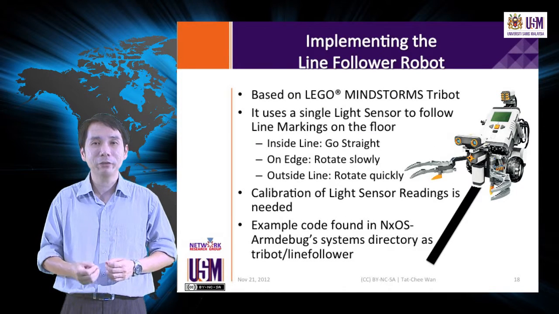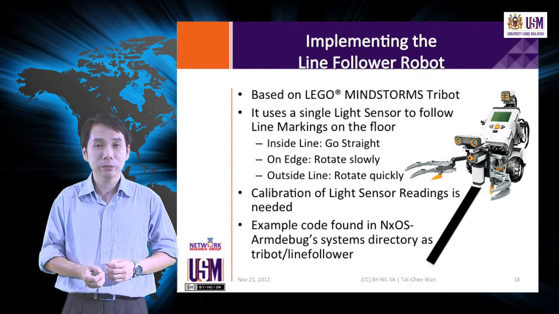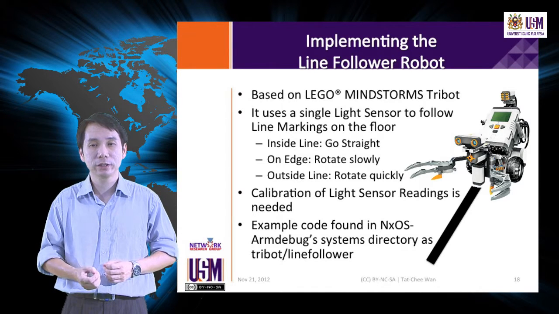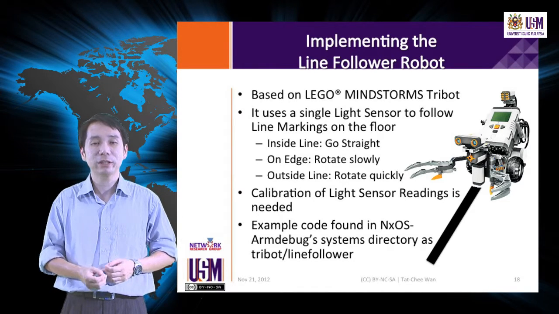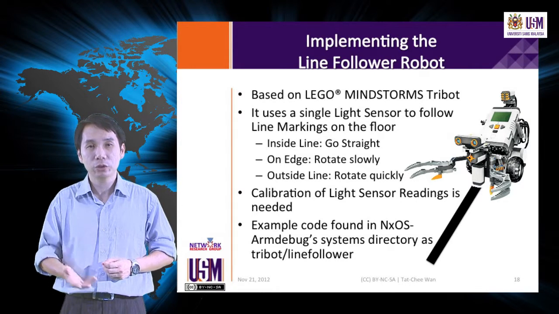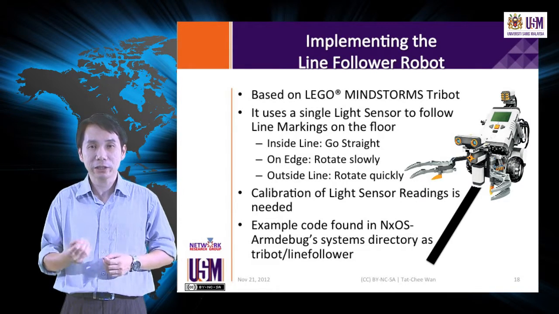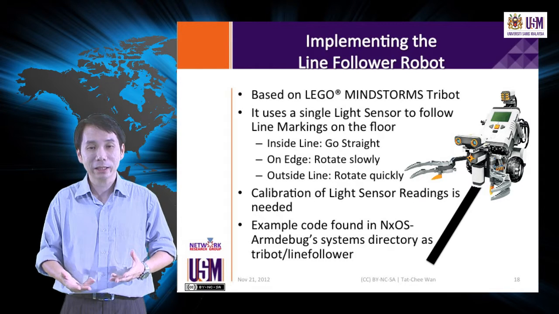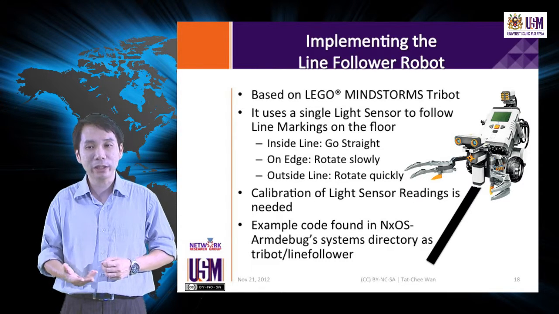Now we will look at how we can make use of this algorithm to implement the line follower robot. The line follower robot is based on the Lego Mindstorms Tribot, and it uses a single line sensor to follow line markings on the floor. Given that it is inside a line, it will go straight. If it is on the edge, it will rotate slowly. But if it is outside the line, it will try to rotate quickly to reacquire the line.